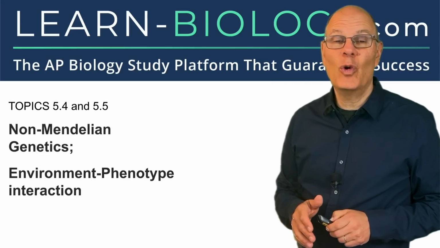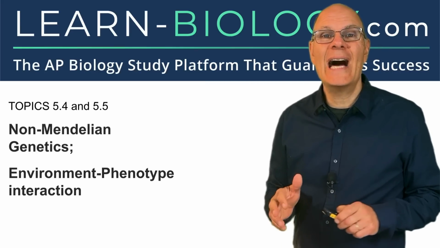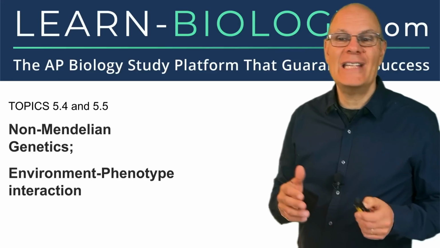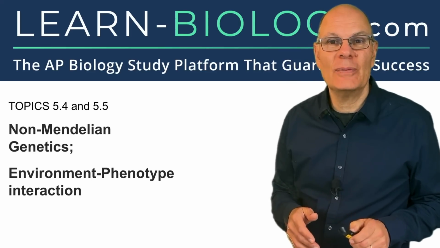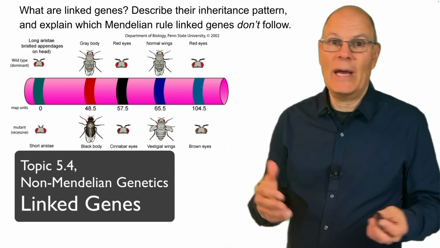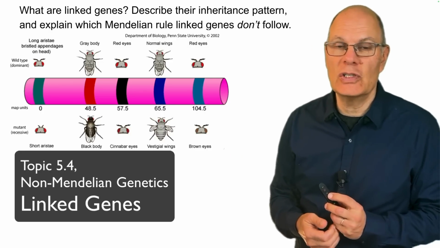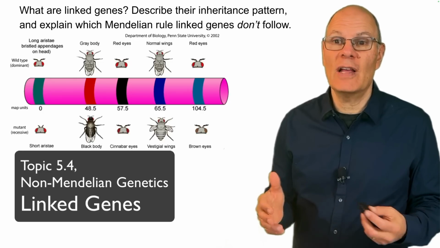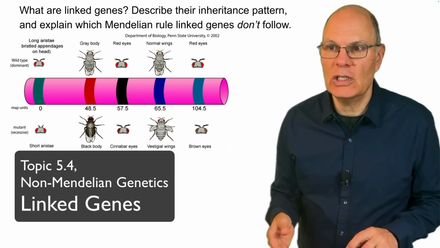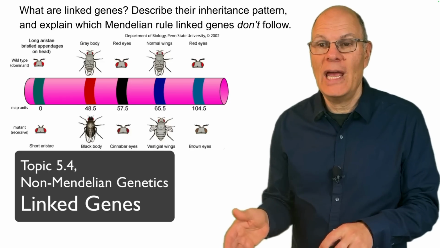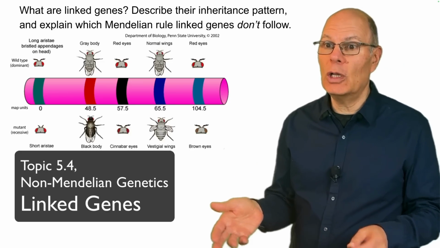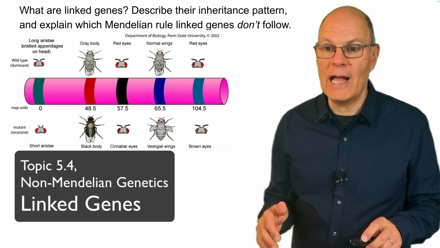Topics 5.4 and 5.5, non-Mendelian genetics and environment-phenotype interaction. Non-Mendelian genetics is about genetic principles that were discovered after Mendel's original contributions. One of the most important of these involves linked genes. What are linked genes? Describe their inheritance pattern and explain which Mendelian rule linked genes don't follow.